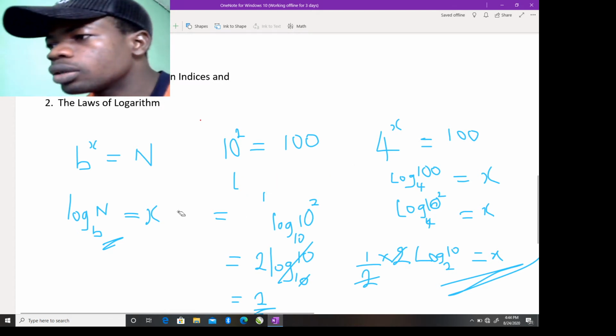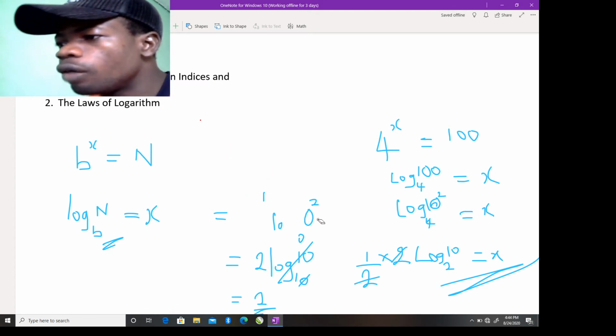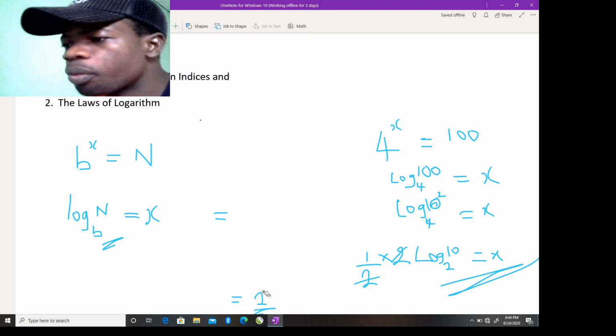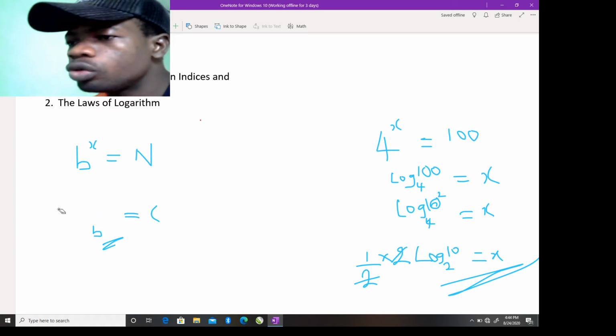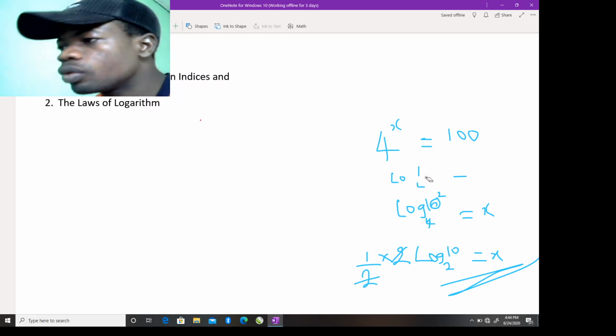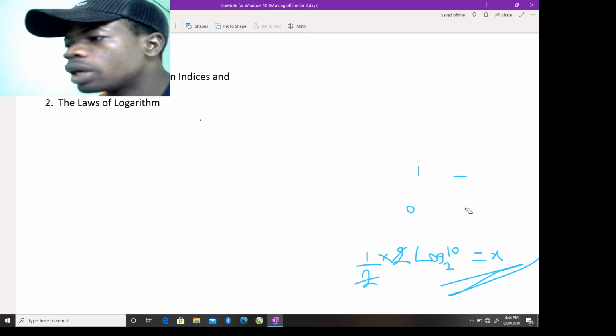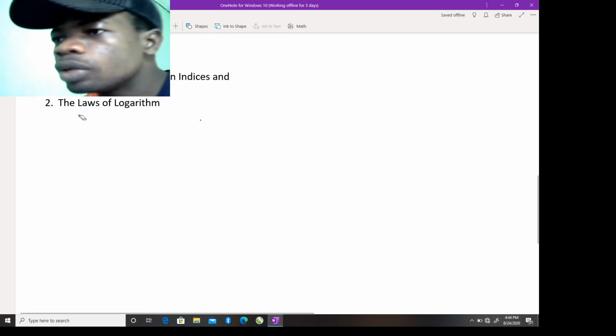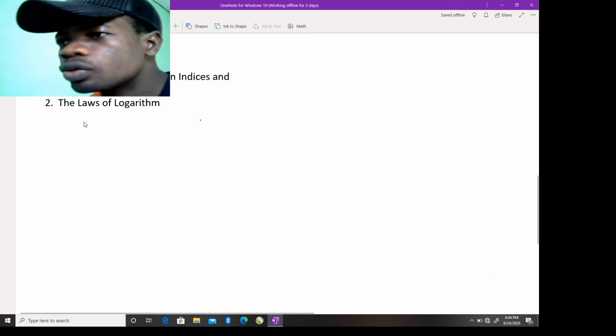So let's continue with the laws of logarithm. If we are having the laws of logarithm, what do we do? So now we look at the laws. What are the laws? They are very, very similar to that of indices. Let's talk about the laws.